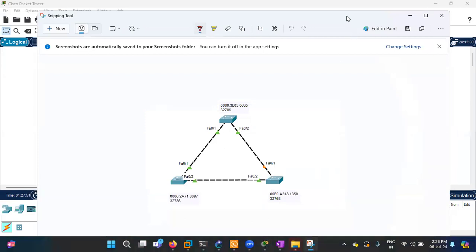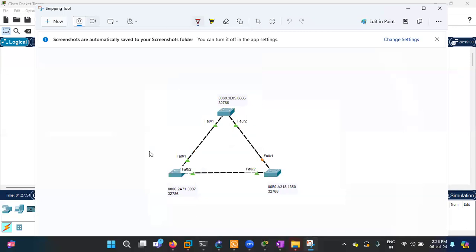Now tell me, which switch will become a root switch? First question, Anurag. This is switch number 1. This is switch number 2. This is switch number 3. Okay. Tell me, which switch will become a root switch? Who said switch two? Who said this one is root? Rahul? I think switch 3 will be the root switch.